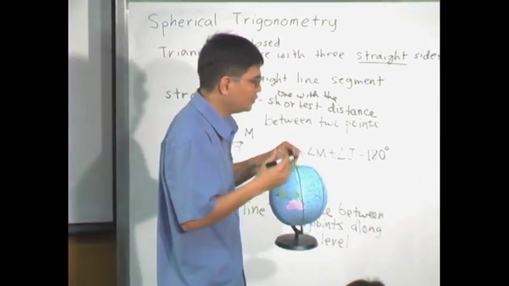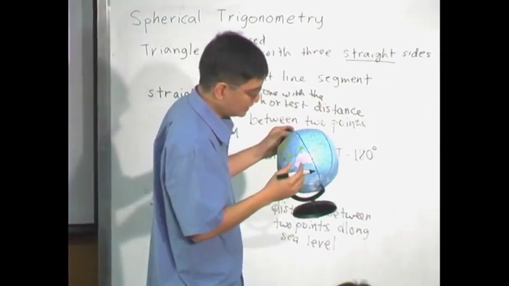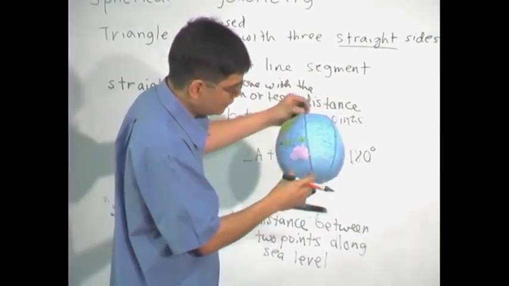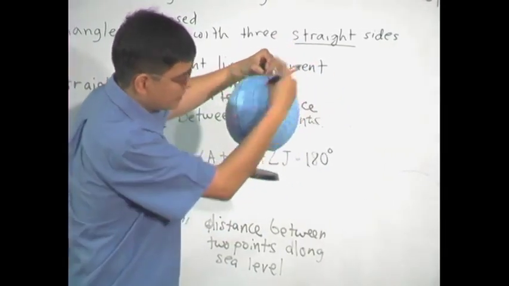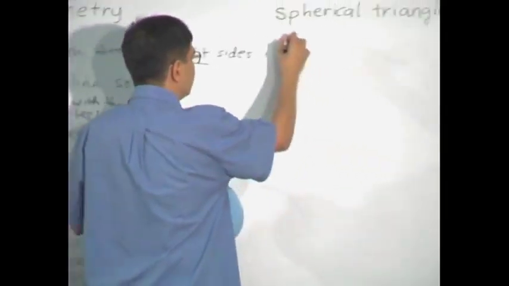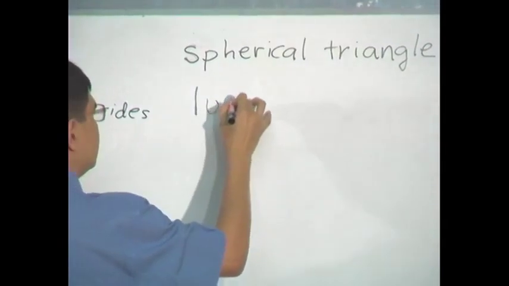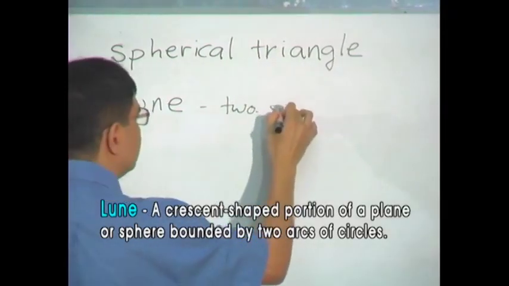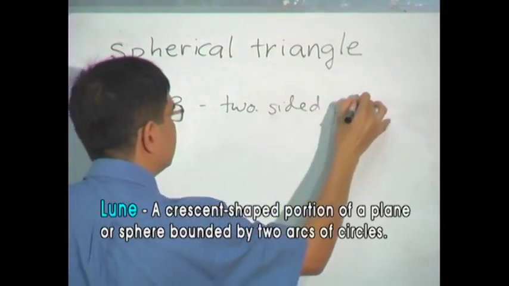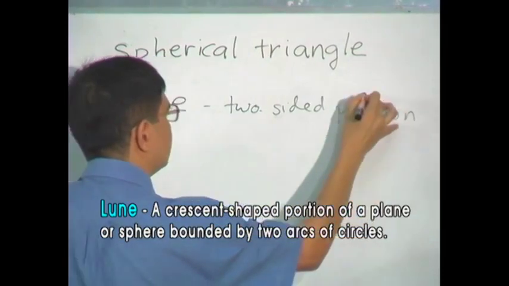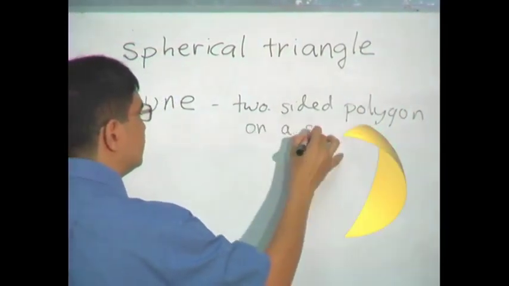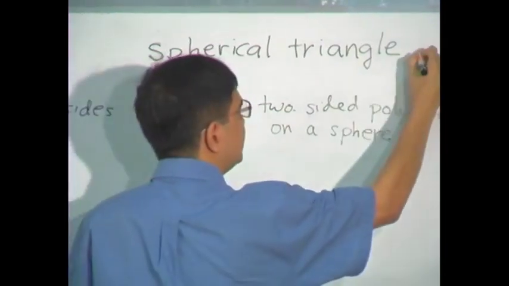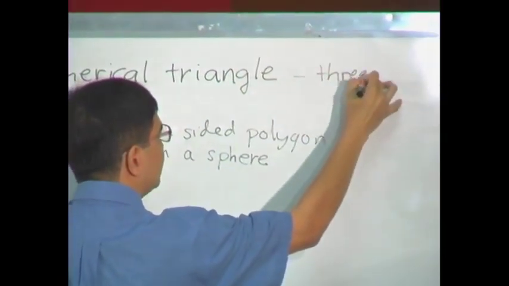Now, what would be a nice name for that? Actually, there is already a name for a shape like this. If you think about it, it looks like a crescent. This thing here is actually called a lune. In this case, it's a 2-sided polygon on a sphere. A spherical triangle is a 3-sided polygon.